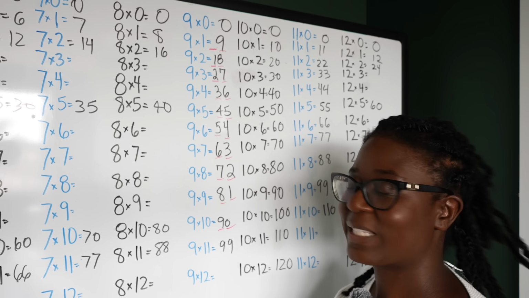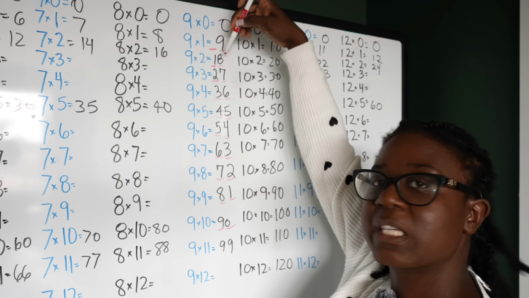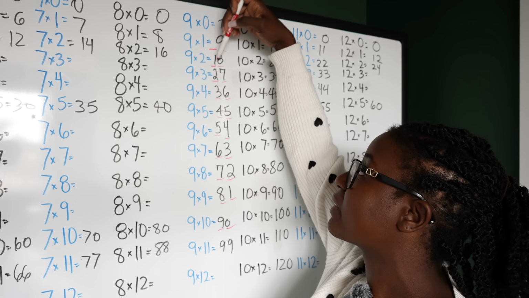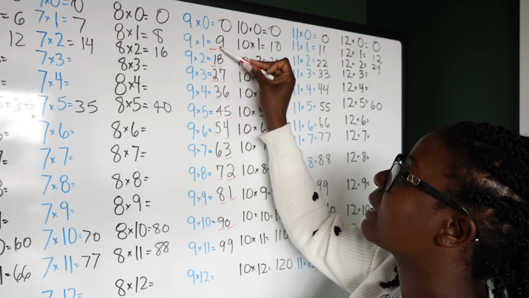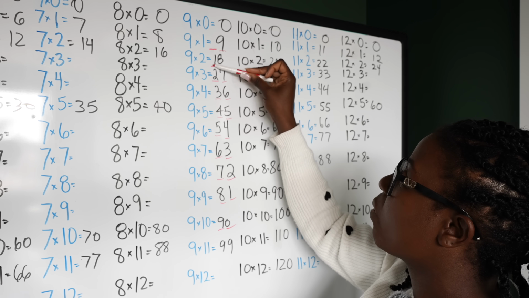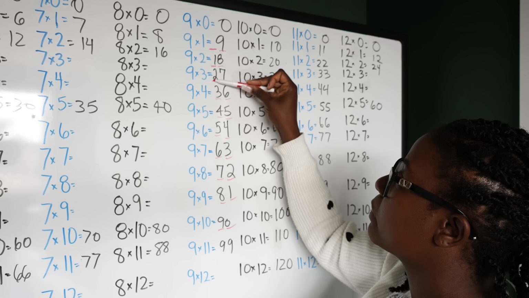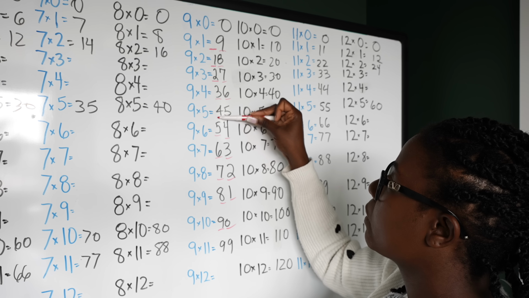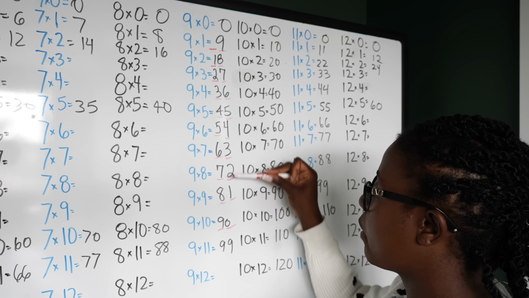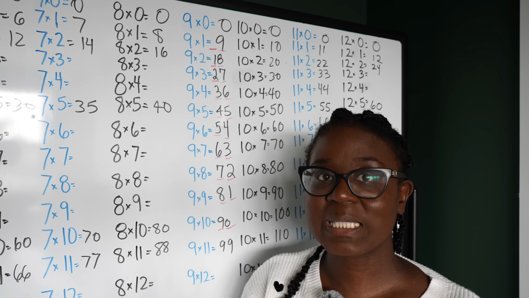What else do we notice? Well, I notice if I add the digits of the answers, the sum is 9. 0 plus 9 is 9. 1 plus 8 is 9. 2 plus 7 is 9. 3 plus 6 is 9, 4 plus 5 is 9, all the way down here. So what does that help us do?